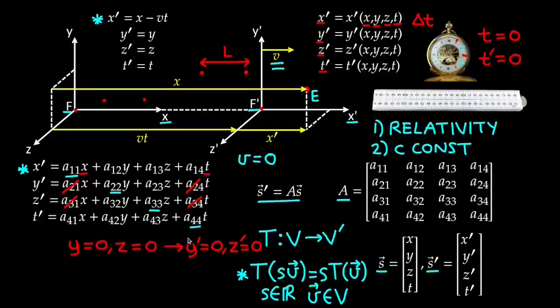Now similarly, the xy plane, which is characterized by z equals 0, must transform to the x prime y prime plane, which is represented by z prime equals 0.